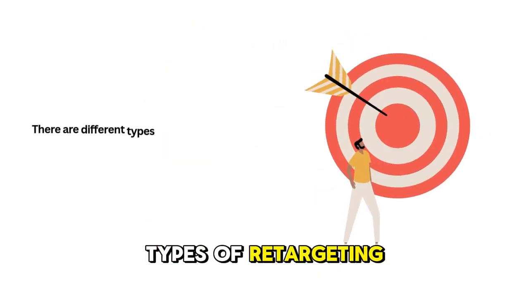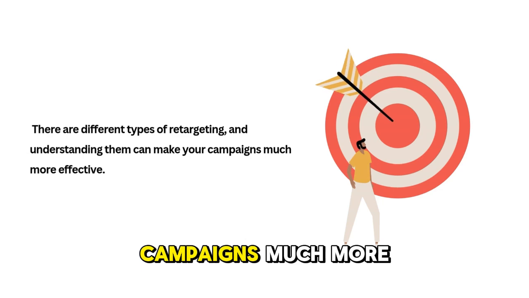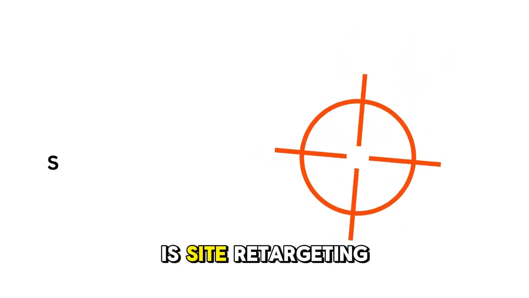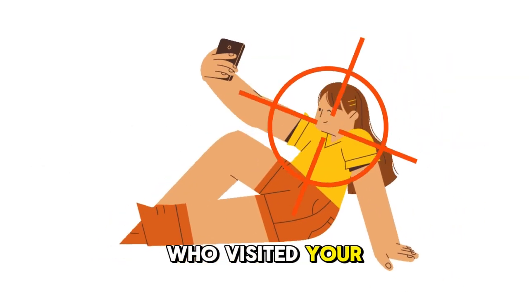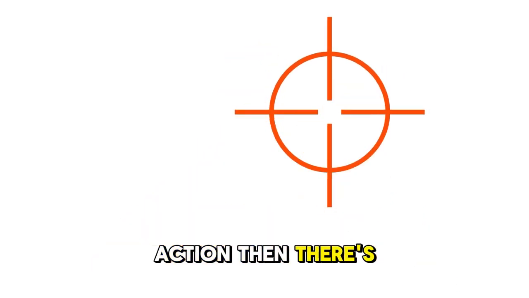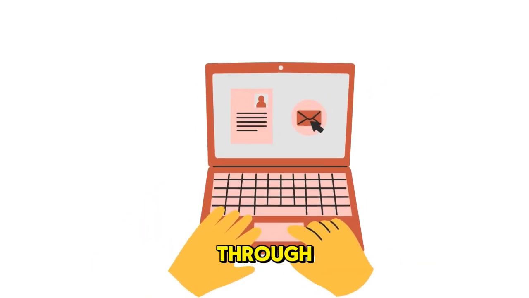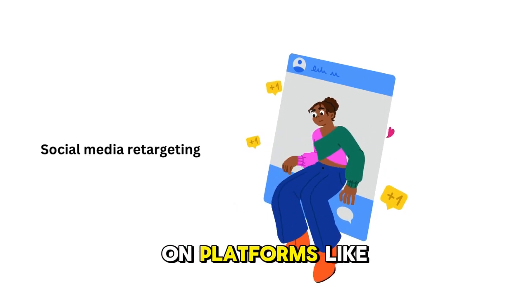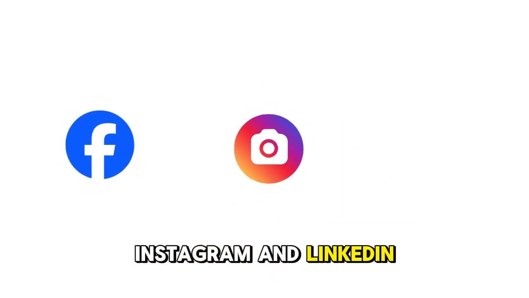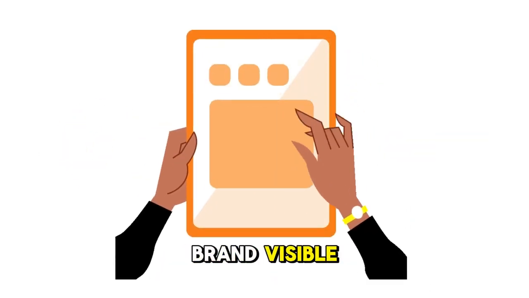There are different types of retargeting, and understanding them can make your campaigns much more effective. The first one is site retargeting, which targets people who visited your website but didn't take action. Then there's email retargeting, which reconnects with users who opened your emails but didn't click through. You also have social media retargeting on platforms like Facebook, Instagram, and LinkedIn. These are great for keeping your brand visible while users scroll.